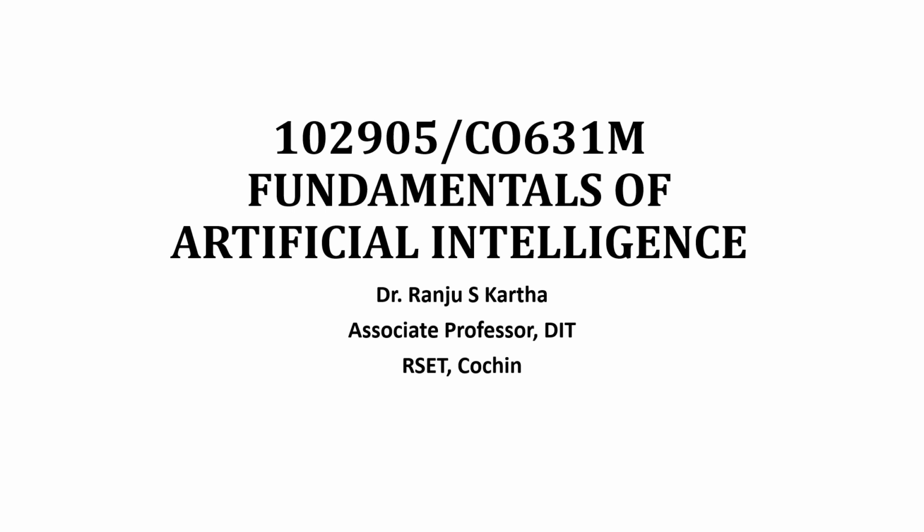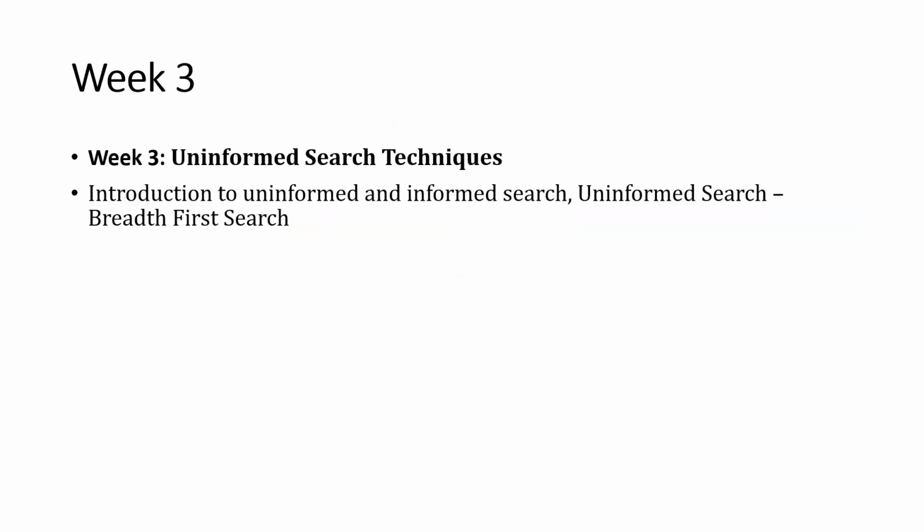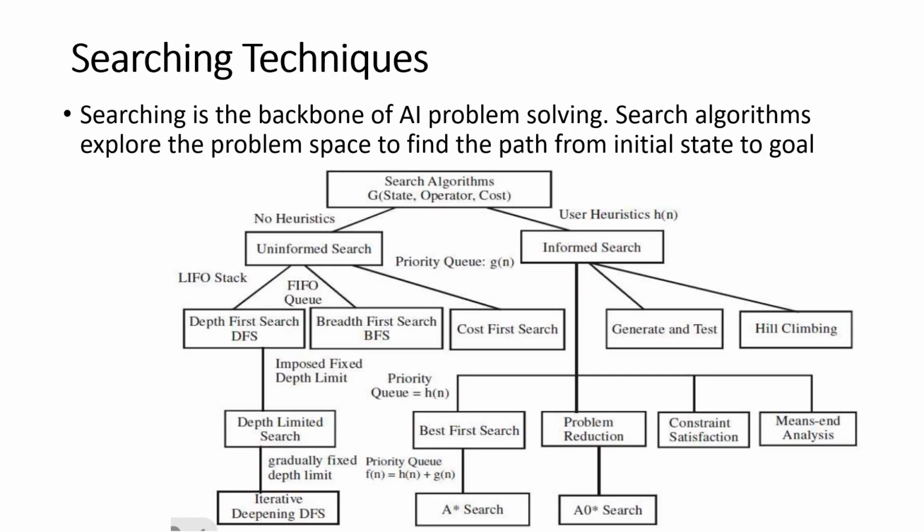Now we are moving to the week 3 topics. Here we will discuss uninformed search techniques. Here we will see an introduction to uninformed and informed search. In uninformed search, the first one is breadth first search. Every AI problem, from Google Maps to games, starts with a search.